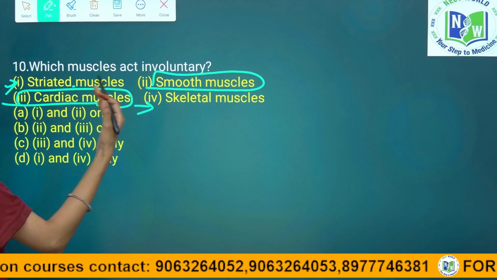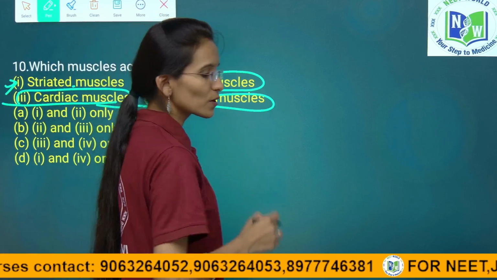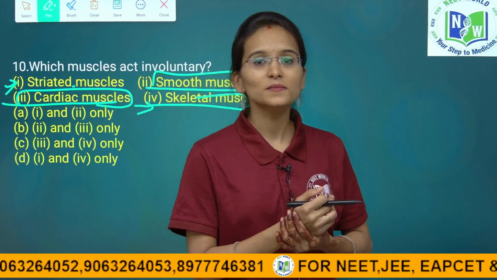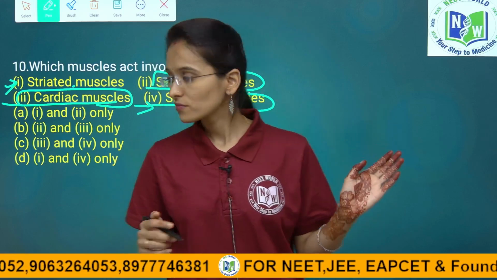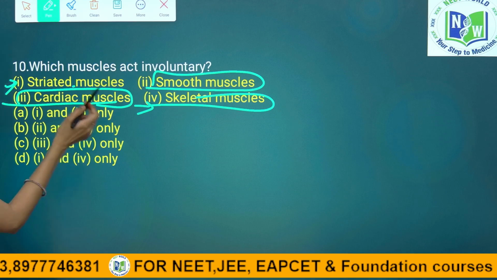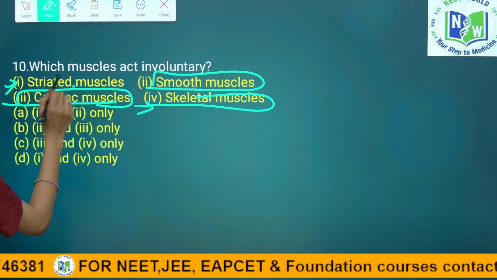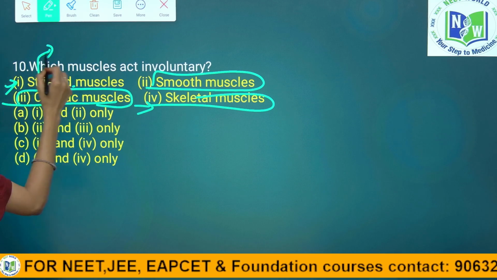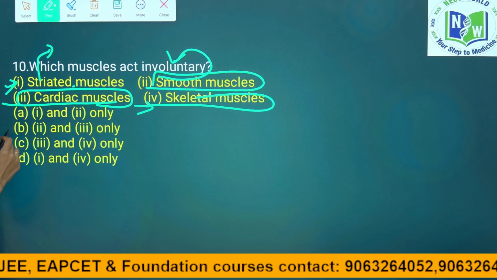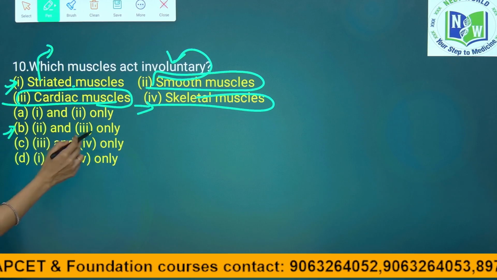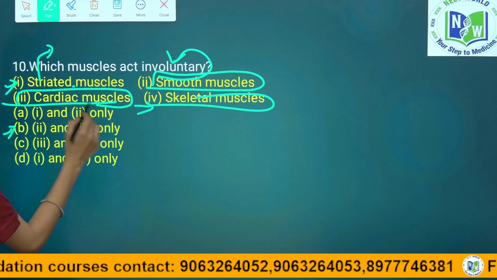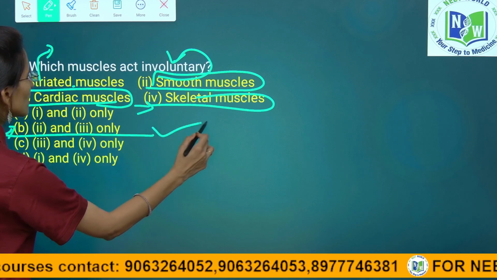Striated muscles are also called skeletal muscles, which are present in the biceps and triceps, and these are voluntary in function. So, now if you look into the options, option 1 and 2 is wrong because 1 is voluntary and 2 is involuntary. And next, coming towards option B, 2 and 3 are only correct. What are 2 and 3 here? Smooth muscles and cardiac muscles. Yes, this will be the right option.